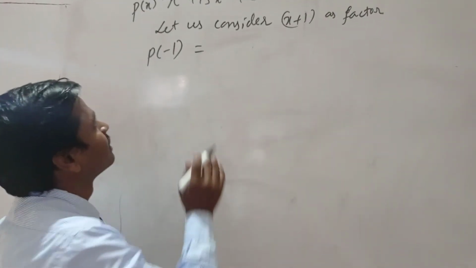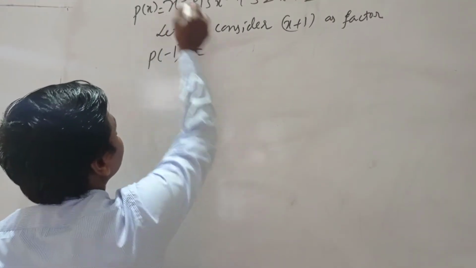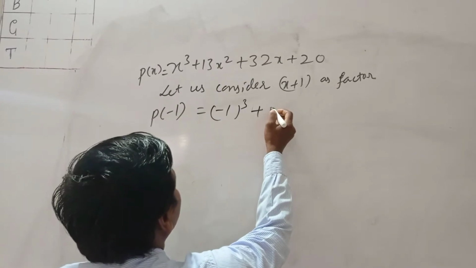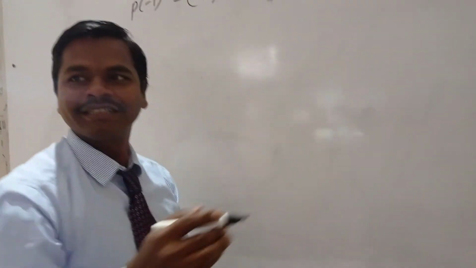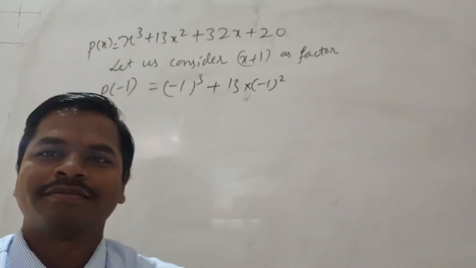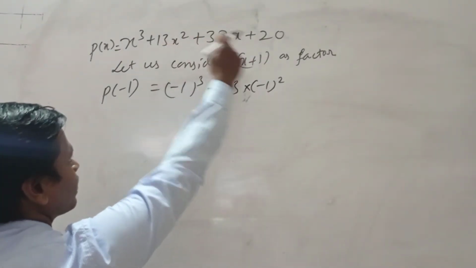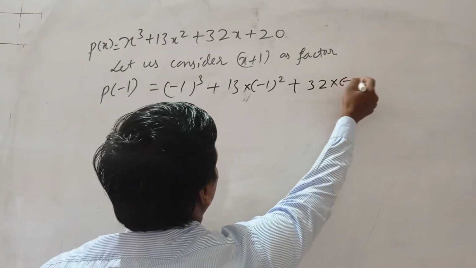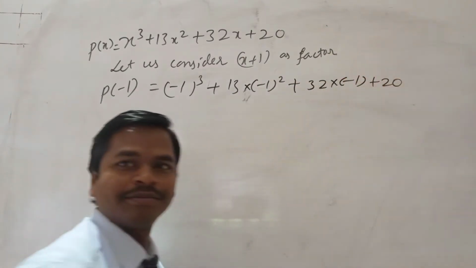In that case, what I will do here: x cube, minus 1 cube, plus 13 into x square, minus 1 square. What will it become here? 13x square, 13 into minus 1 square, plus 32 into minus 1, plus 20. Okay?